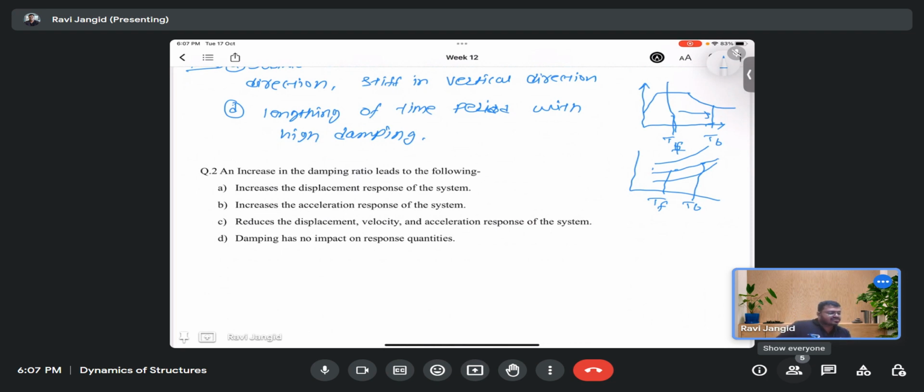If I increase the damping, what? Reduce the displacement. C option, sir. Yes. So that is the C option.